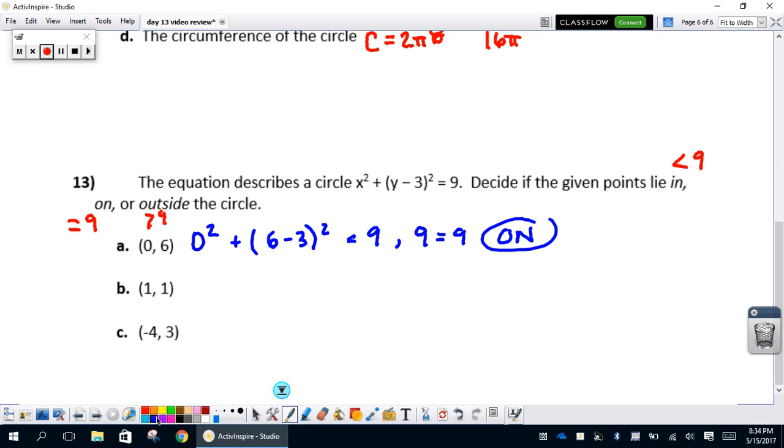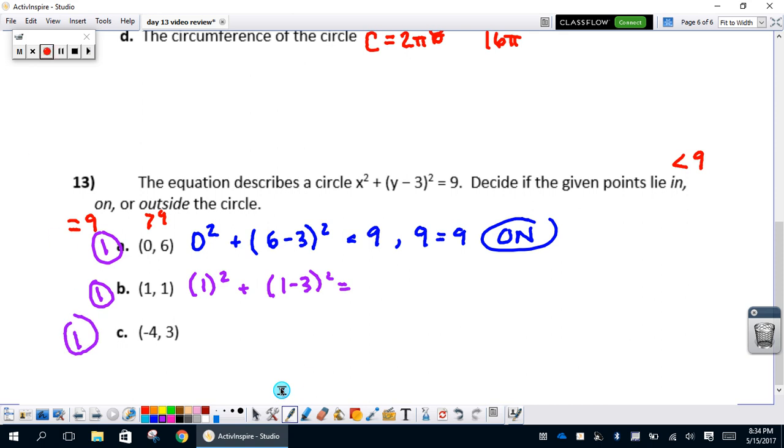Okay? So when you do this, you will not get full credit if you don't show your work. So if you just have in, out, on, I need to see your work. So this one would be 1 squared plus 1 minus 3 squared. You get a number. You need to compare it to 9.